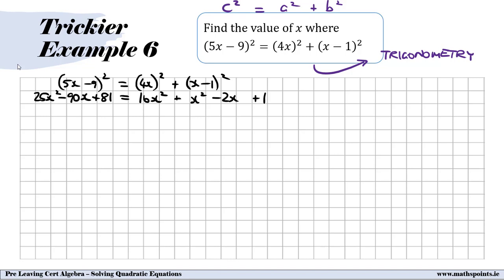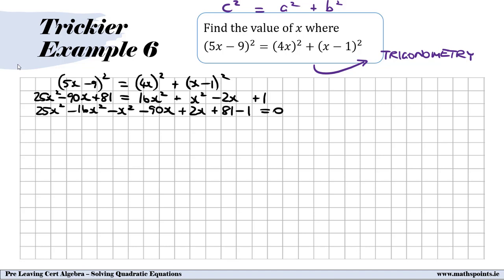And so we've now got rid of the brackets, and we're going to collect all of the terms on the left hand side. So I have 25x² already on the left hand side. To get rid of 16x² from the right hand side, I'm going to subtract 16x² from both sides. To get rid of a plus x² from the right hand side, I'm going to subtract an x² from both sides. We then have a minus 90x on the left hand side. To get rid of a minus 2x from the right hand side, I'm going to add 2x to both sides. I already have an 81 on the left hand side, and to get rid of the 1 from the right hand side, I'm going to subtract 1 from both sides. And then I have an equals, and there's nothing left on the right hand side, so it's equal to 0.